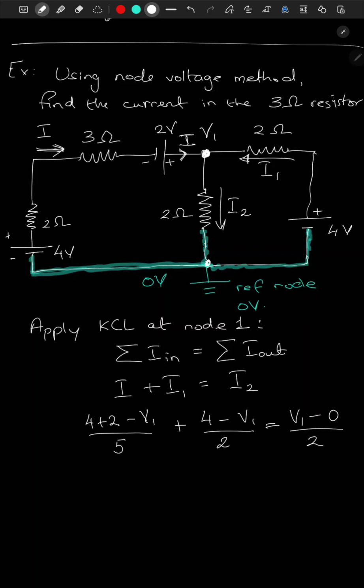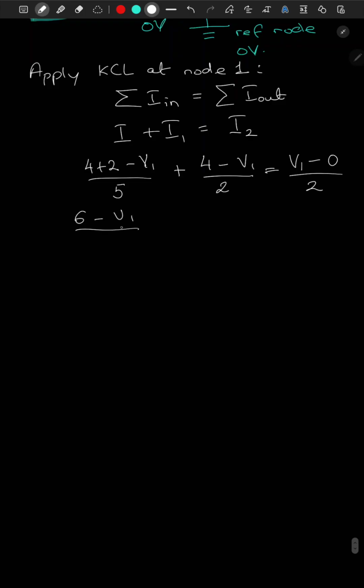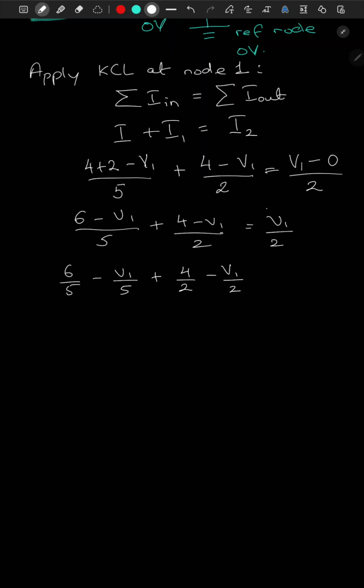So now we have an equation in V1. We can solve for V1. Okay, this would give 6 minus V1 divided by 5 plus 4 minus V1 divided by 2 is equal to V1 divided by 2. And we can simplify this. So 6 over 5 minus V1 over 5 plus 4 over 2 minus V1 over 2, and this we can send to the other side as minus V1 over 2. And the right hand side is 0.